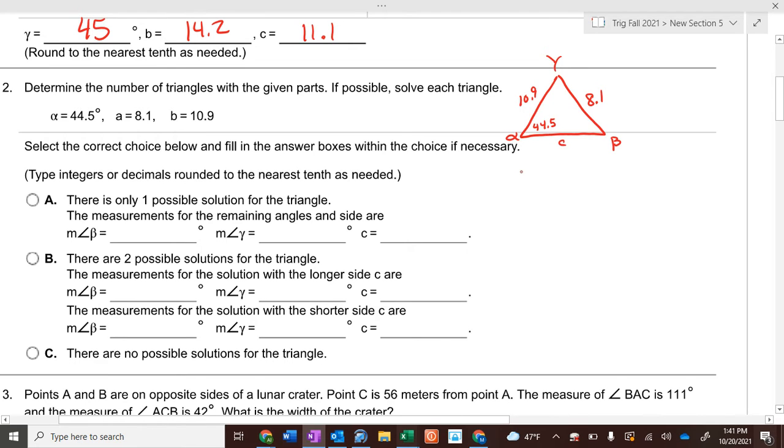Okay? Law of sines. The sine of 44.5 over 8.1 equals the sine of beta over 10.9. So it's 10.9 times the sine of 44.5 divided by 8.1. So we get a decimal equals the sine of B. If we take the inverse sine of that, B or beta equals 70.6 degrees.